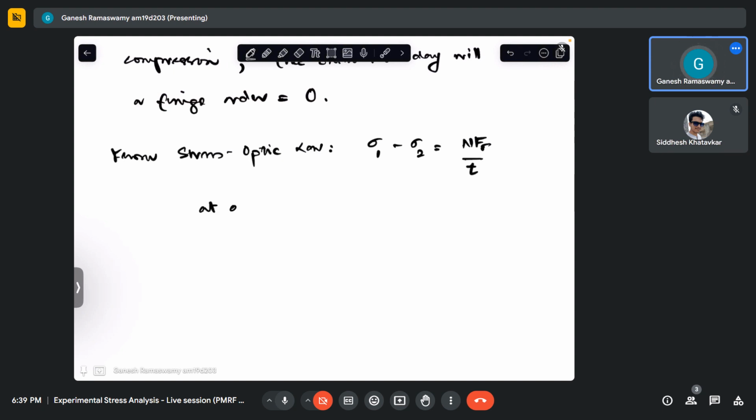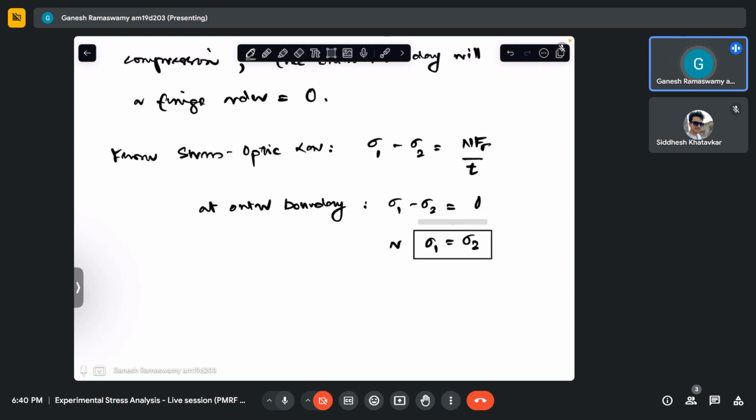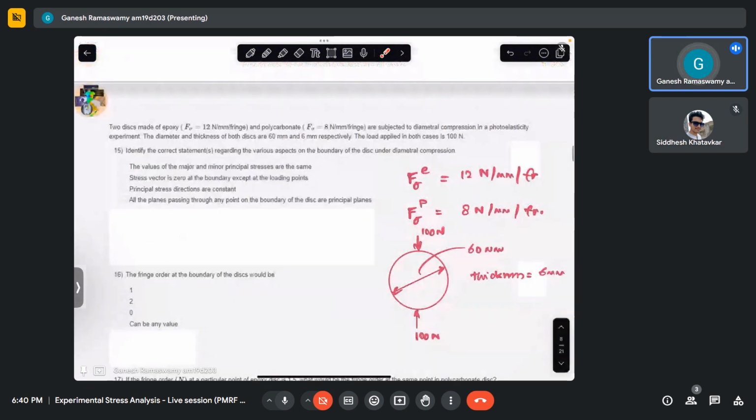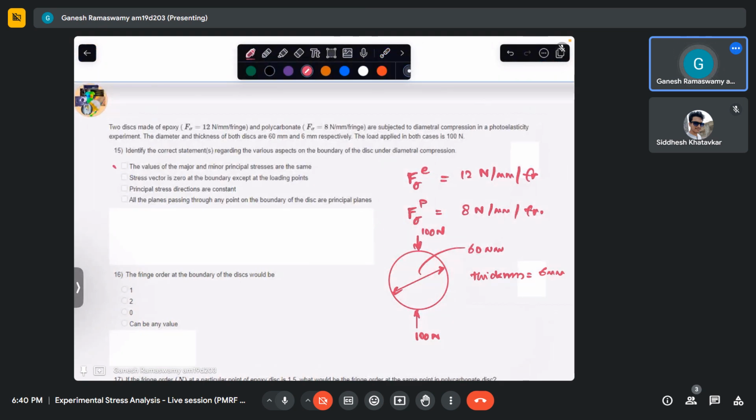So at outer boundary, we have sigma 1 minus sigma 2 is equal to 0, or sigma 1 equal to sigma 2. So at a fringe order 0, we should not directly conclude that the principal stresses are 0. Fringe order 0 only implies that the major and minor principal stresses are equal in nature. So the values of the major and minor principal stresses are same. This we have to know from the mechanics of the problem itself.